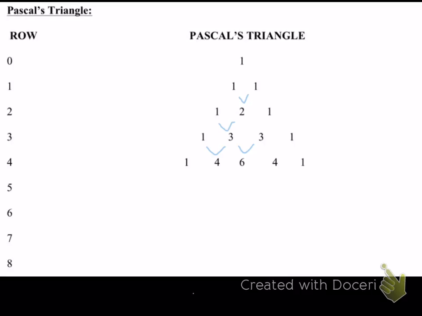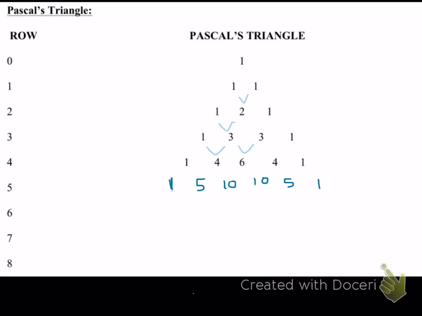So we're going to try rows 5, 6, 7, and 8. Again, don't write too large so you can fill this in. You start with a 1. And then 1 and 4 gives me 5. 4 and 6 gives me 10. 10, 5, and a 1.